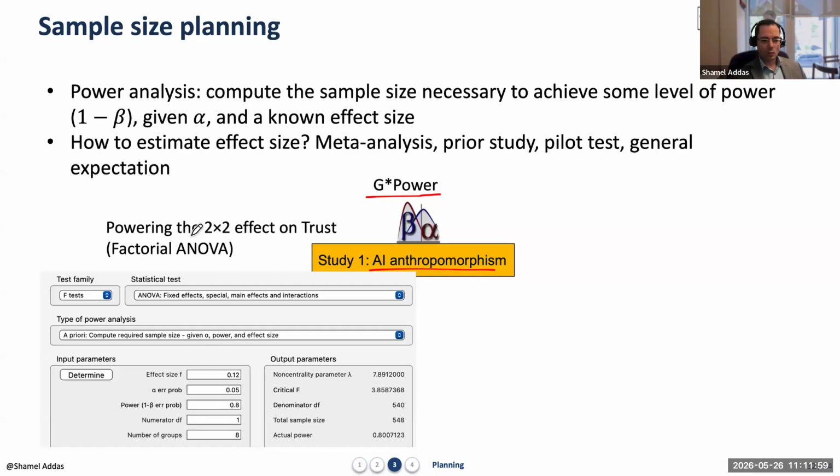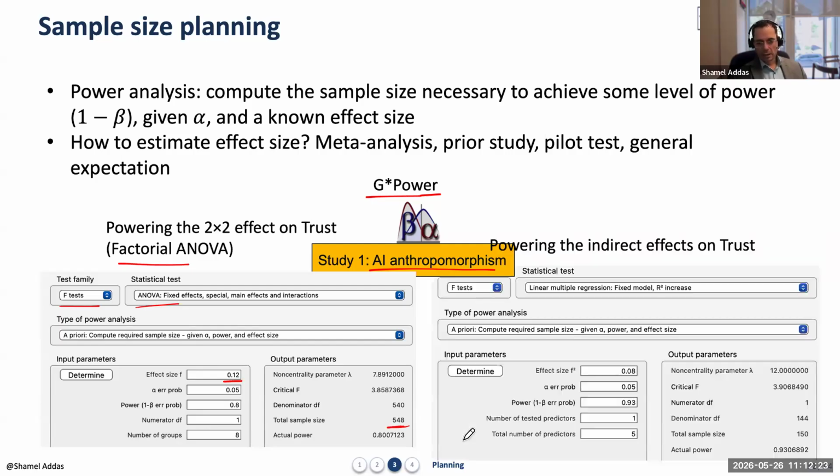So, for example, I had one study, study one, which was on AI anthropomorphism, where it had a bunch of analyses. One of them was the 2x2 factorial ANOVA. So you say, I want to do an F test with ANOVA. My effect size is, let's say, 0.12. That I know from meta-analysis or from prior studies or from my expectations. And it determines the minimum sample size that you need.